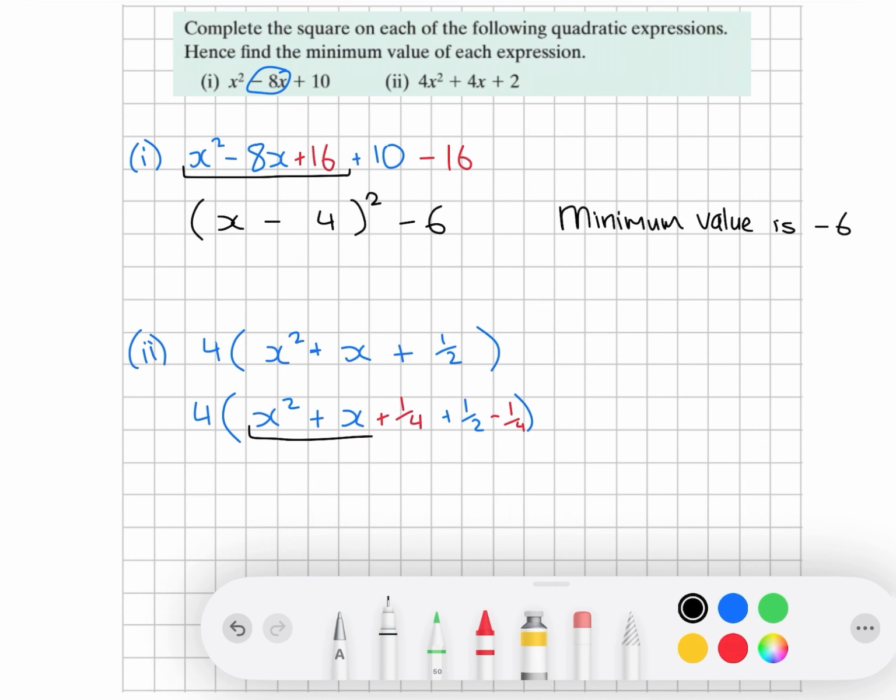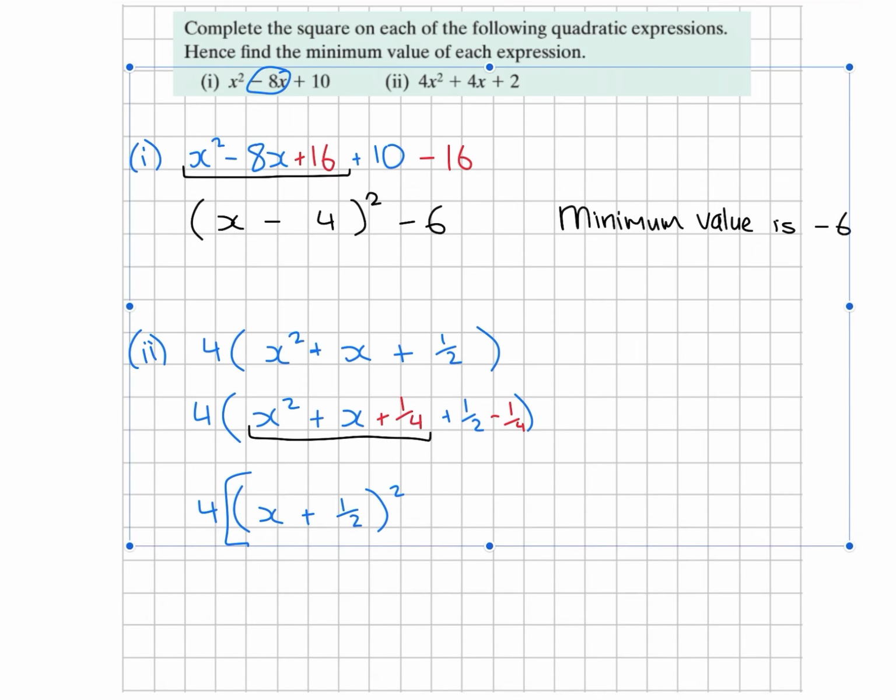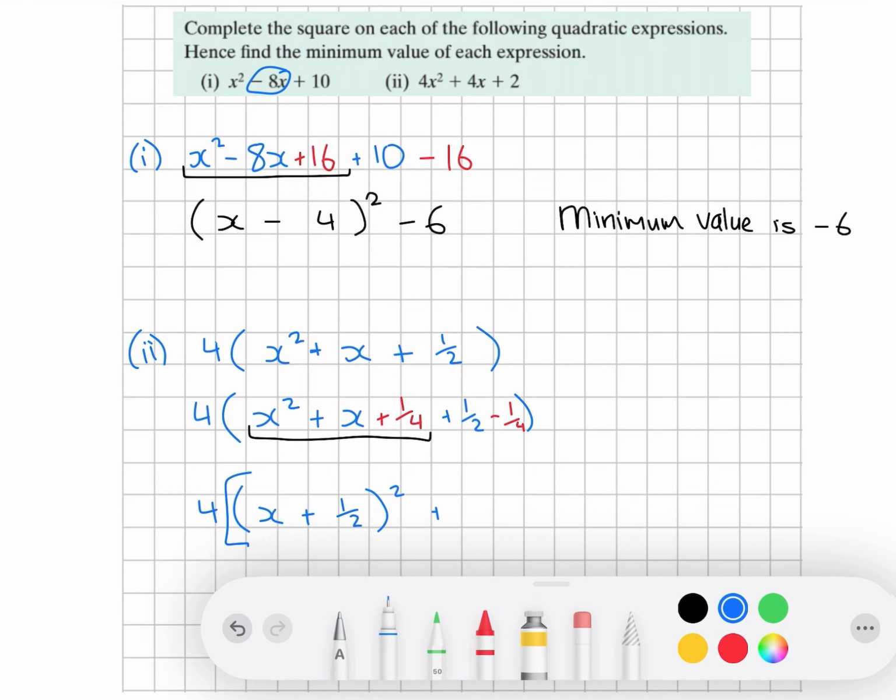So I'm going to pair up the first 3. And that's going to give me, to keep the 4 outside, x. And the square root of a quarter is a half. And the sign in the middle is plus. So that's to be squared, and then a half take away a quarter is just a quarter, and it's positive. So I'm left with positive a quarter.